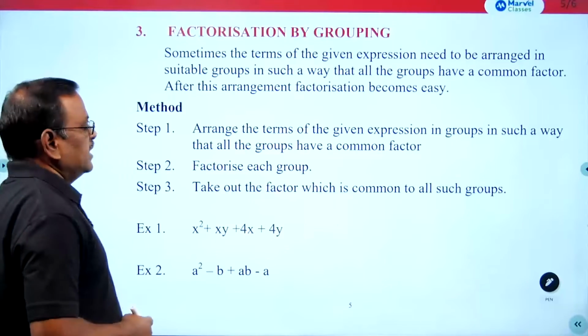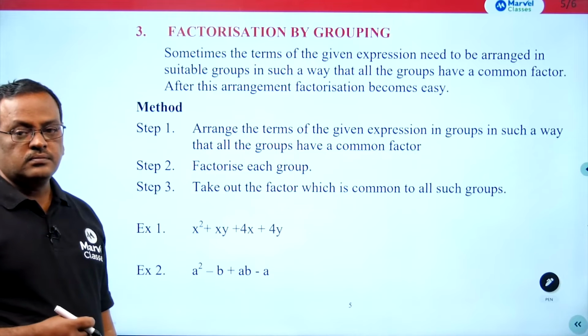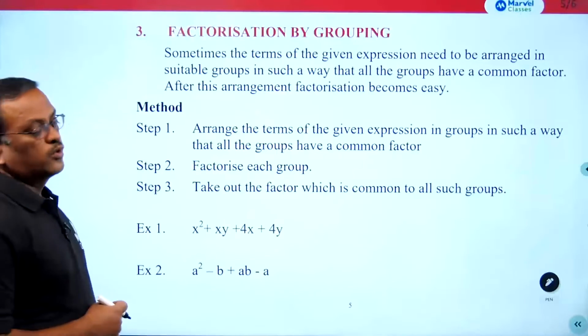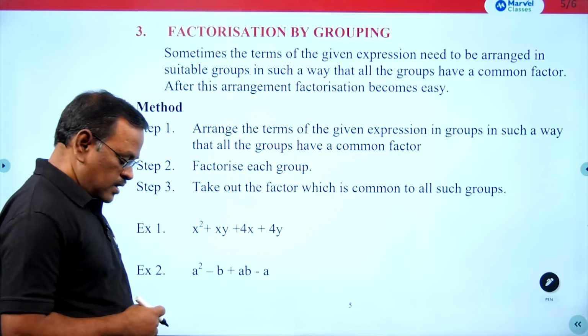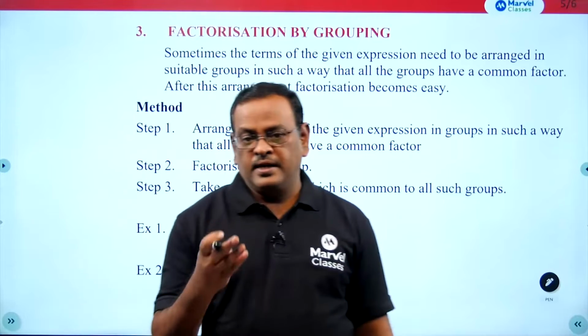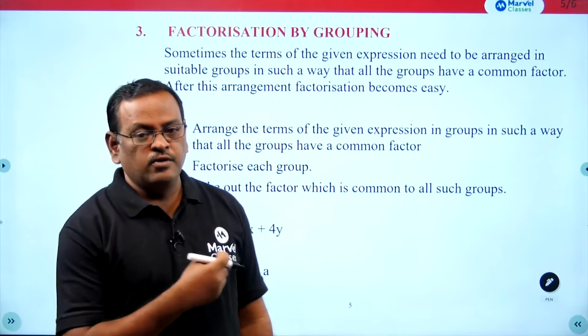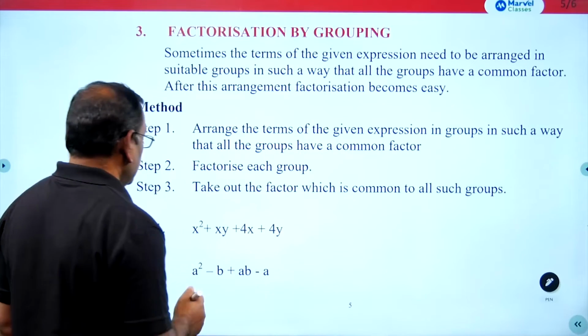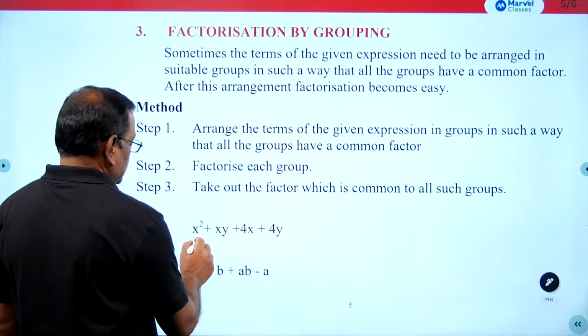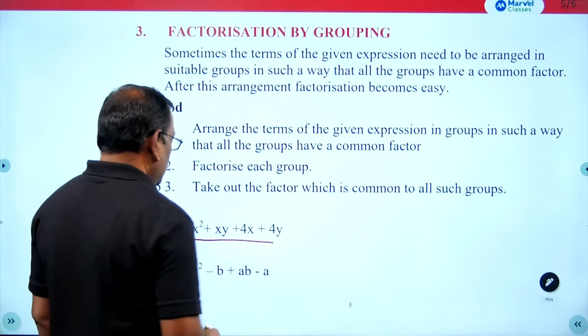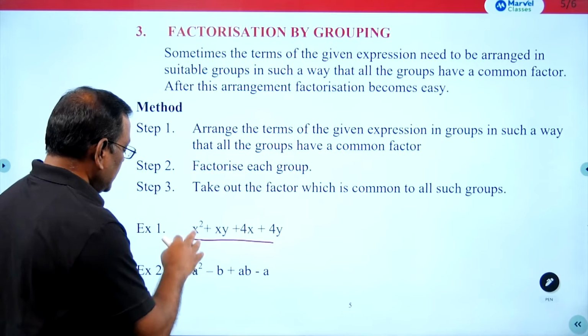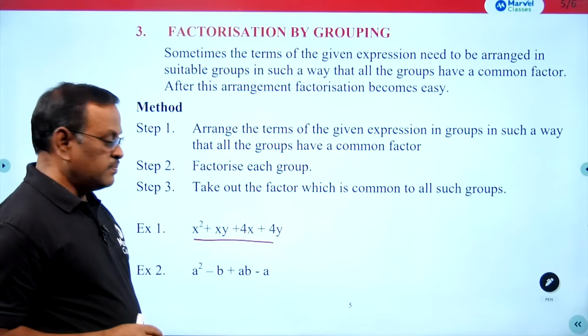Now this is the second type of factorization: method of grouping. Previously we took out a common factor, either monomial or binomial. Now the method of grouping. So here, see the given expression, it has 4 terms. Take 10 to 20 seconds and identify which concept is applicable.